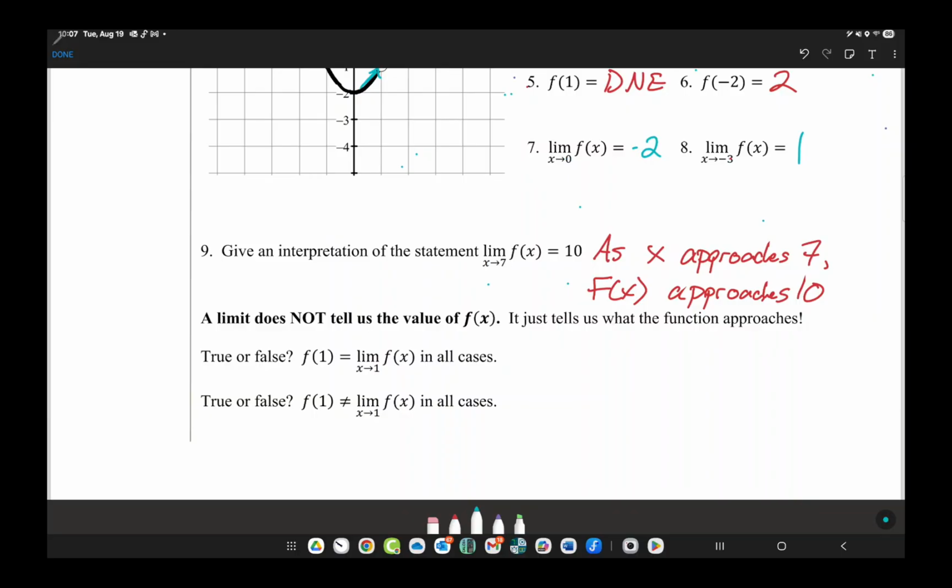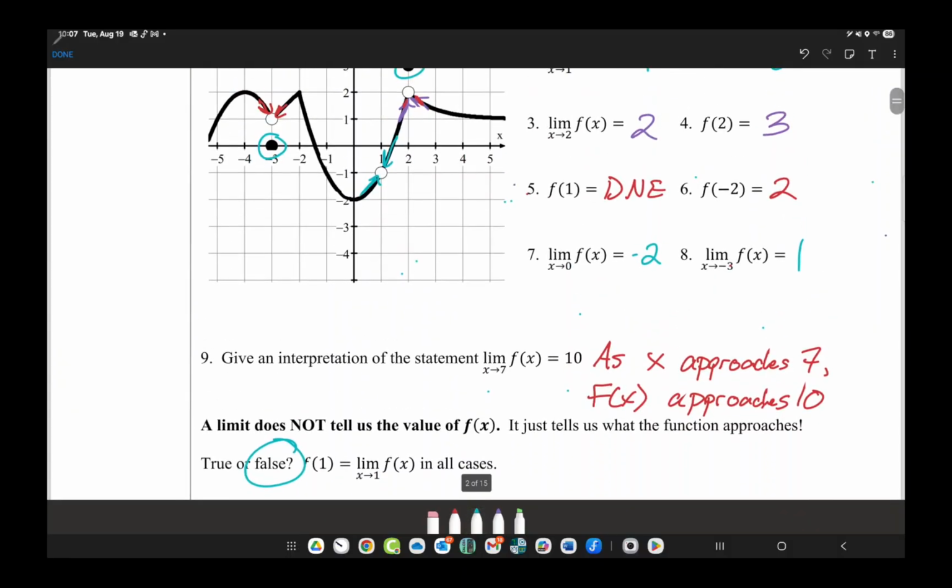The limit does not tell you the value of the function. It just tells you what the function is approaching. So, in every case, does the limit equal the function? No, this is false. We just saw it in the graph. There were 2 cases where the limit and the function do not have the same value: -3 and 2.